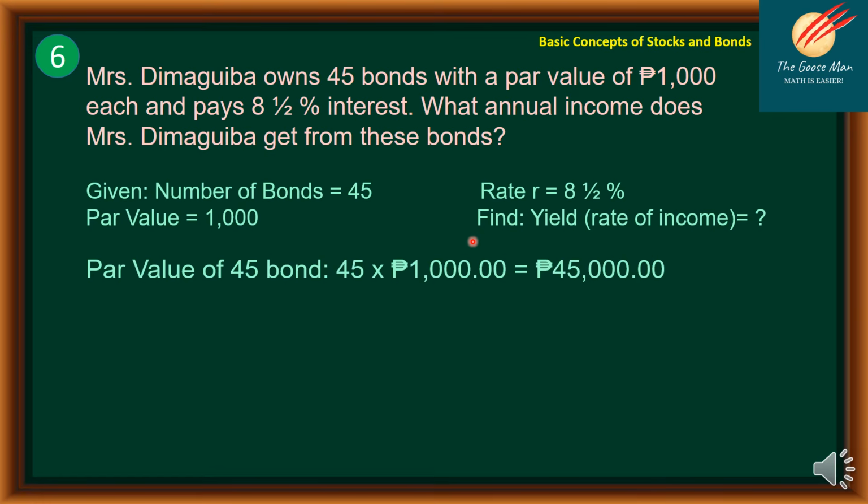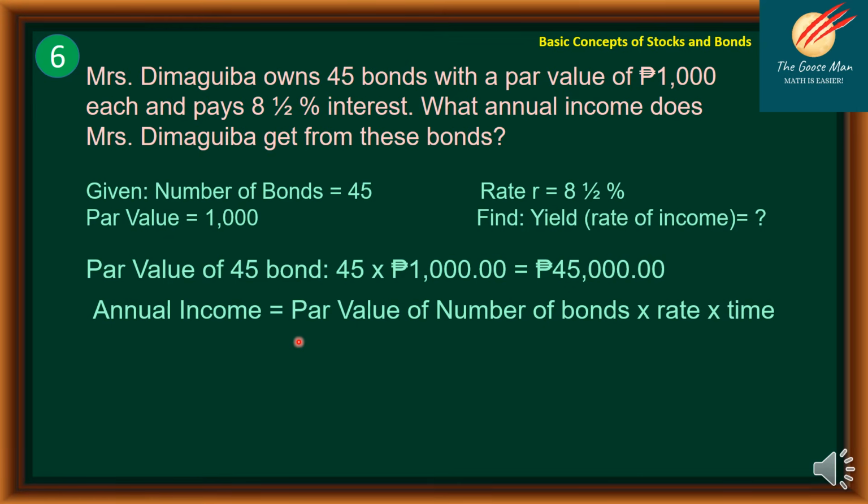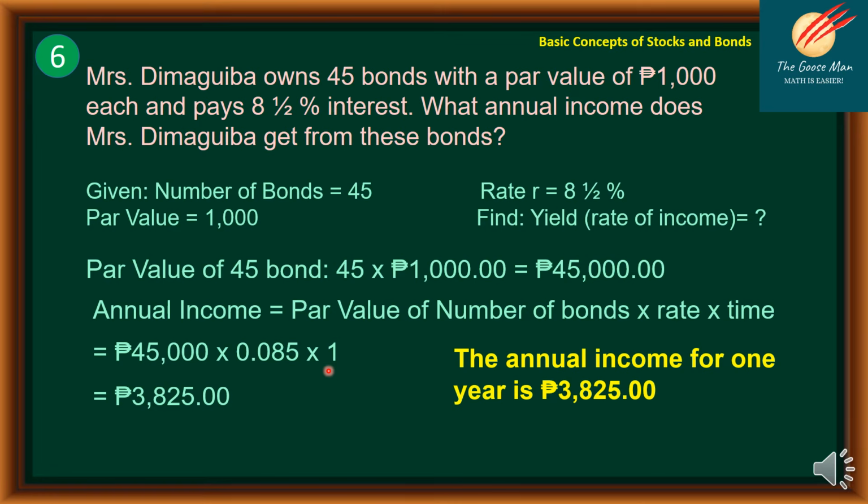Now, to compute that, the par value of 45 bonds is 45 times 1,000 pesos, which is equal to 45,000 pesos. So the annual income is equal to the par value of the number of bonds times rate times time. So we have 45,000 pesos times 8.5%, or 0.085, times 1 year. Therefore, we have a total of 3,825. So the annual income for 1 year is 3,825 pesos.